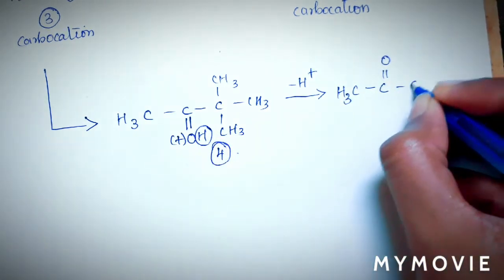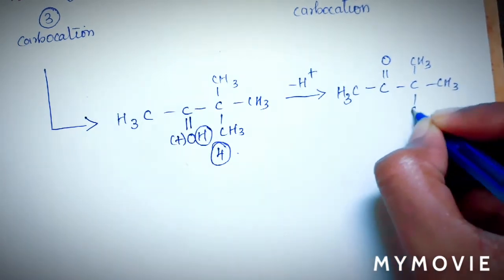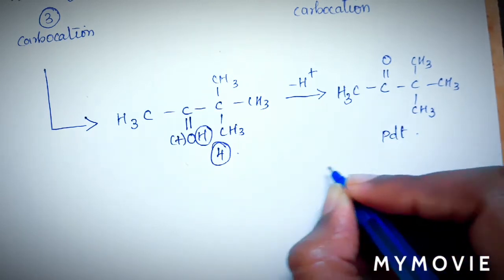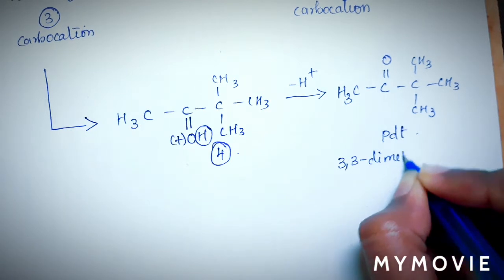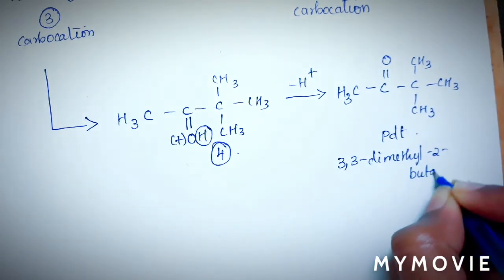And then the third carbon atom will not have any change. It will be bonded to 3 methyl groups. This is your final product, which is 3,3 dimethyl 2-butanone.